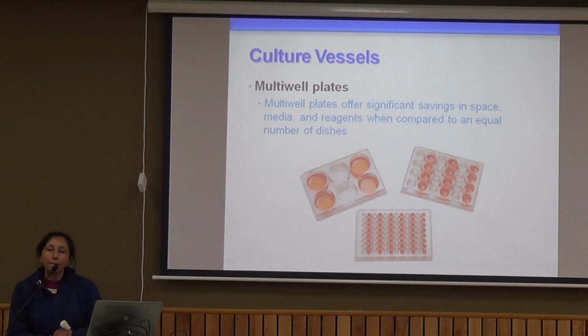Third is multi-well plates. These multi-well plates actually have small wells, a number of wells in them. They can be of different sizes depending on requirement. They can have approximately 6 wells, 10 wells, 20 wells, 100 wells, depending on what amount we want to work with. Multi-well plates offer significant savings in space, media and reagents when compared to an equal number of dishes. Since there are multiple wells within the same plate, multiple tests can be performed within a single plate, and this helps us to save on time, space, media and reagents.